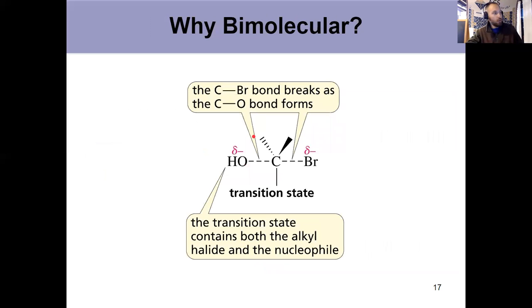Why is it bimolecular? Why is it SN2? Well, we've already mentioned this. Both the nucleophile and your original alkyl halide are involved in the transition state. This is what your transition state looks like. Delta negative on your hydroxide, this bond is forming. Delta negative on your bromide, this bond is breaking. Those are happening simultaneously. So both the nucleophile and the alkyl halide are involved in the transition state. Changing the concentration of either changes the rate of the reaction. So that's why this is bimolecular. Substitution reaction starts with the nucleophile, bimolecular, SN2.